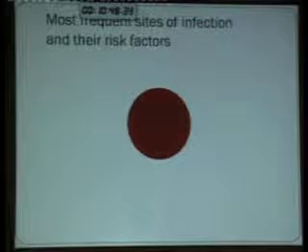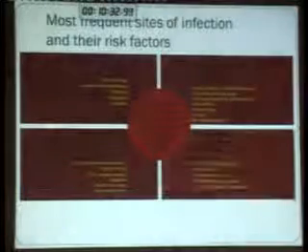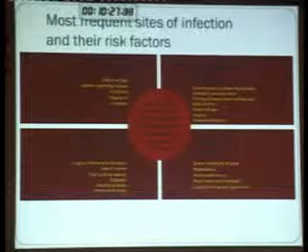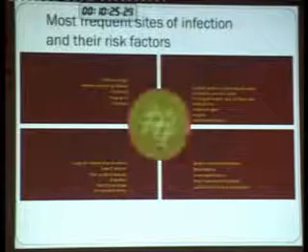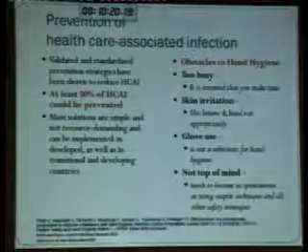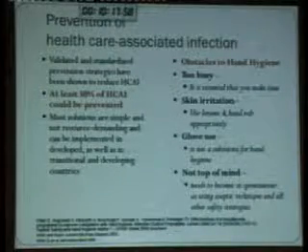So what are the most frequent sites of infection and their risk factors? Most common sites of healthcare associated infections could be urinary tract infection, LRTI, lower respiratory tract infection, SSIs or surgical site infection, or blood infection. And all these may be attributable to lack of hand hygiene. So how do we prevent it?